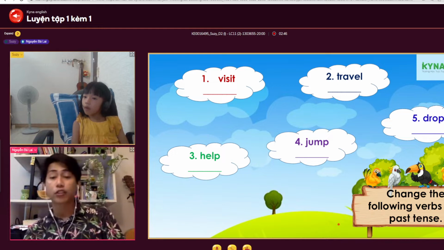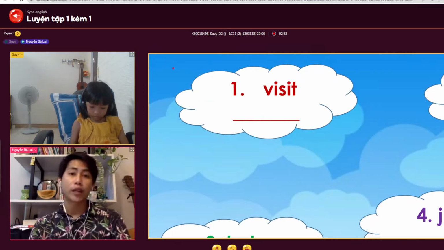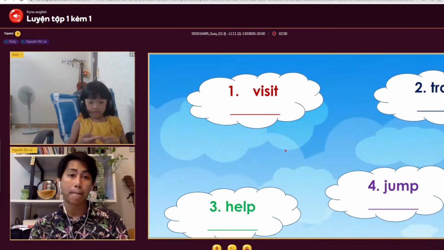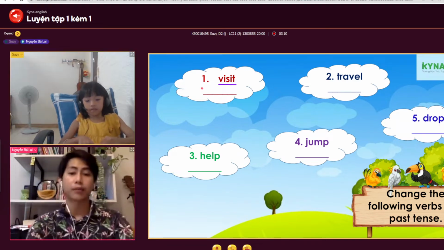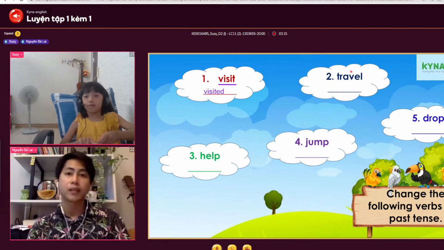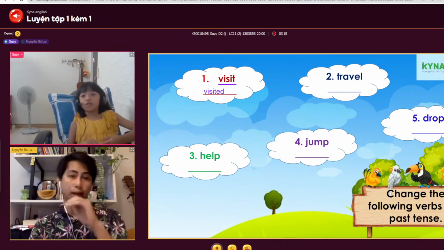In this one we have to change the verb, the base form, to the past form. For example, in the present I visit, in the past I visited. In the present we travel, in the past we traveled.